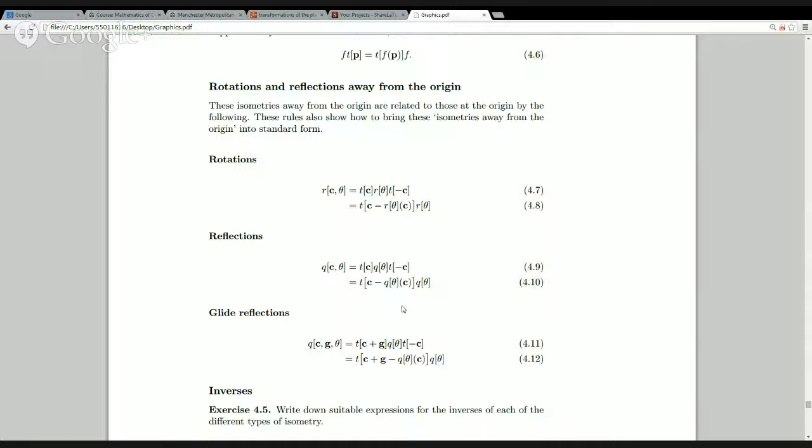And the glide reflection case is just a bit more of a mouthful, because there are going to be more vectors involved since you've got this glide translation vector. But the standard form for that shares a lot of similarities as well.